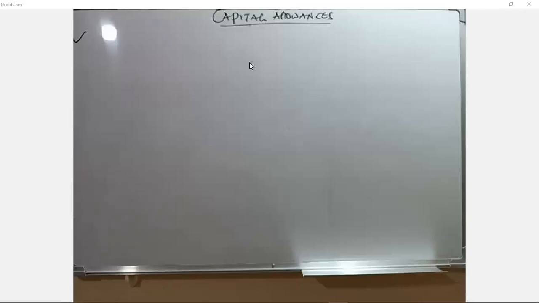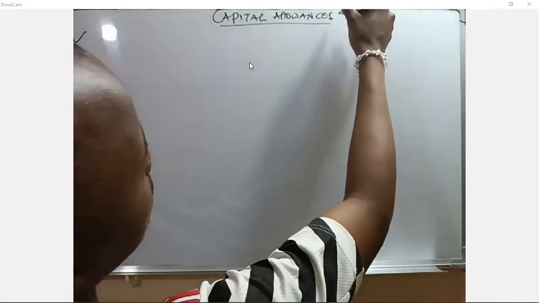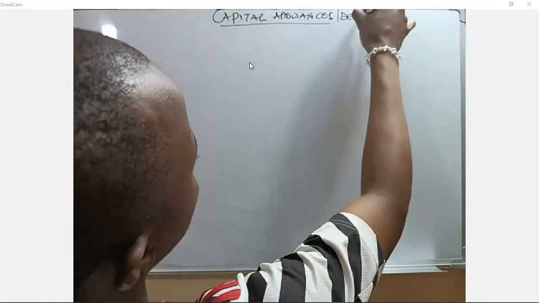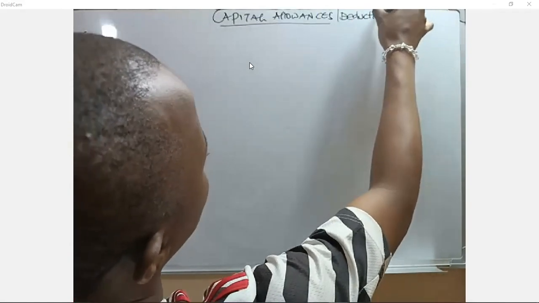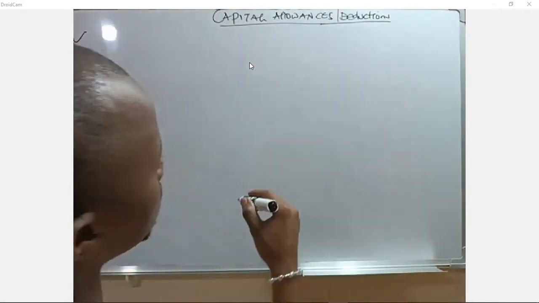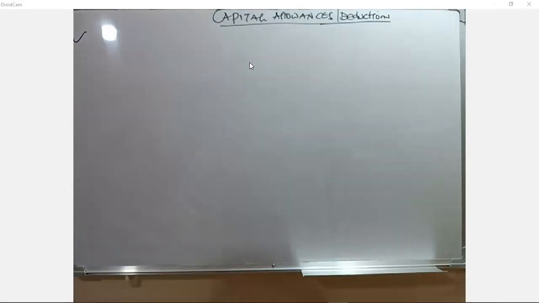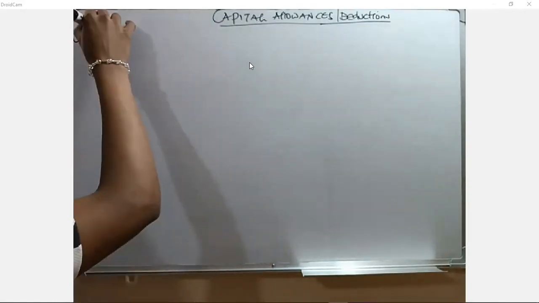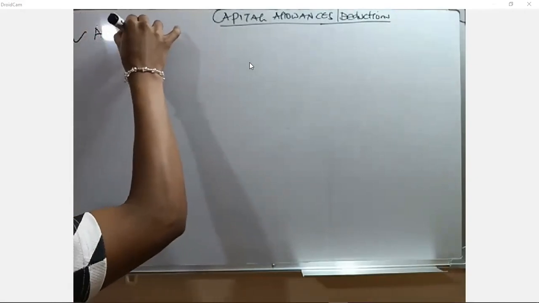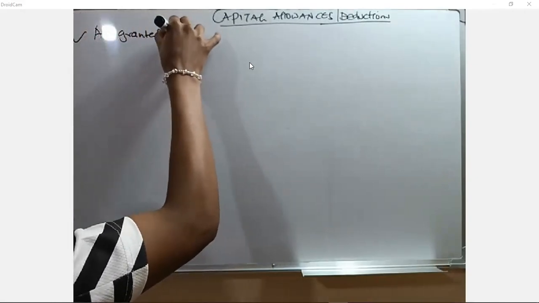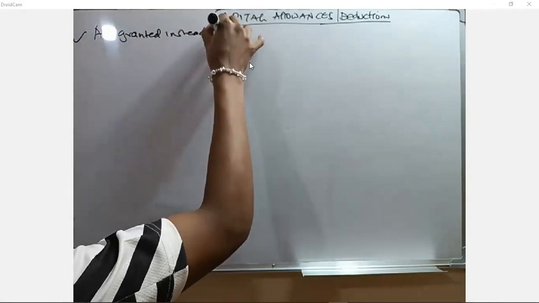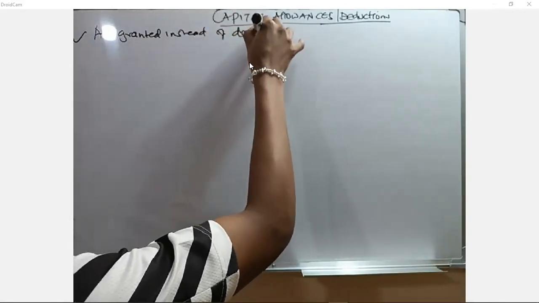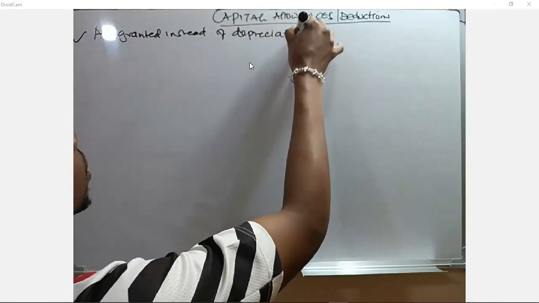Now, I have said that we are going to be looking at the capital allowances/deductions. They are normally called capital allowances/deductions. And sometimes you might be asking yourself, why do we have to calculate the capital allowances? I say the capital allowances are granted. They are normally granted instead of depreciation, right?